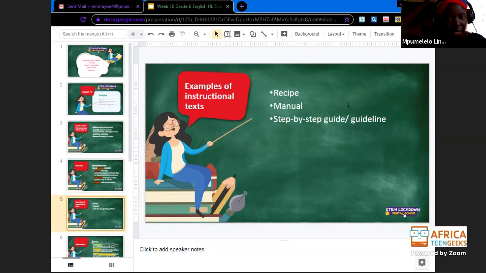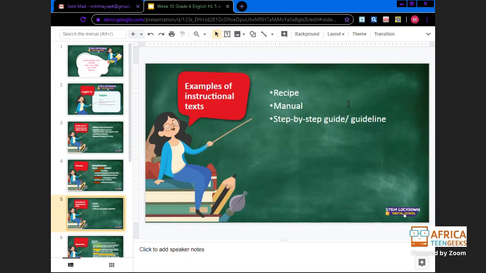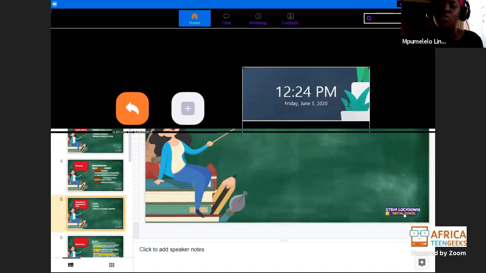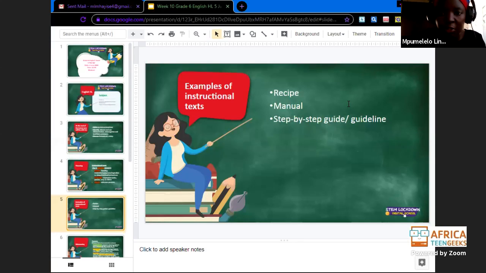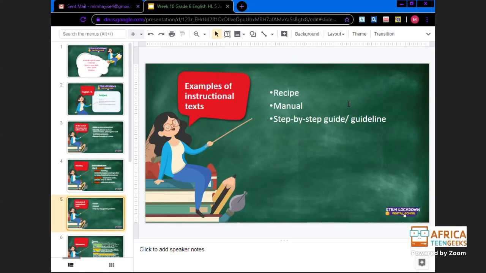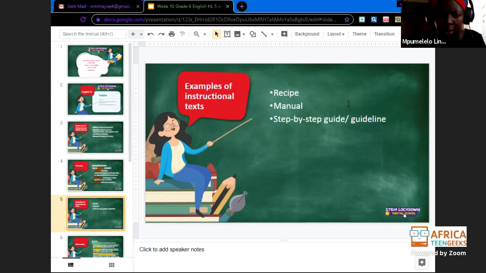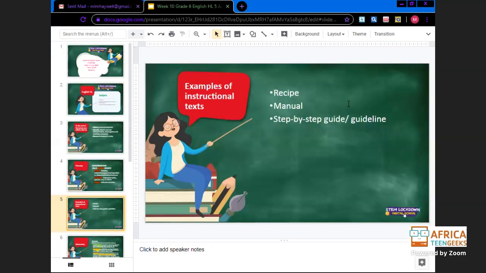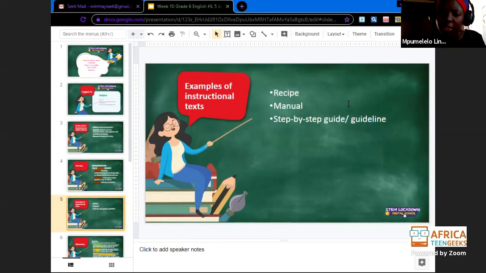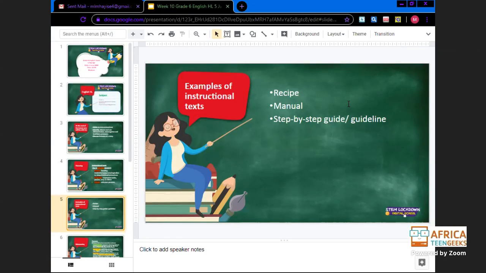Okay. Now, Talia, how many demonstrative pronouns do we have? 4. 4. Very good. Well done to you. And then what are those 4 demonstrative pronouns? If you can just remember. This, well done. That, those, these. Well done. So the 4 demonstrative pronouns that we have, grade 6s, are this, that, these, and those.